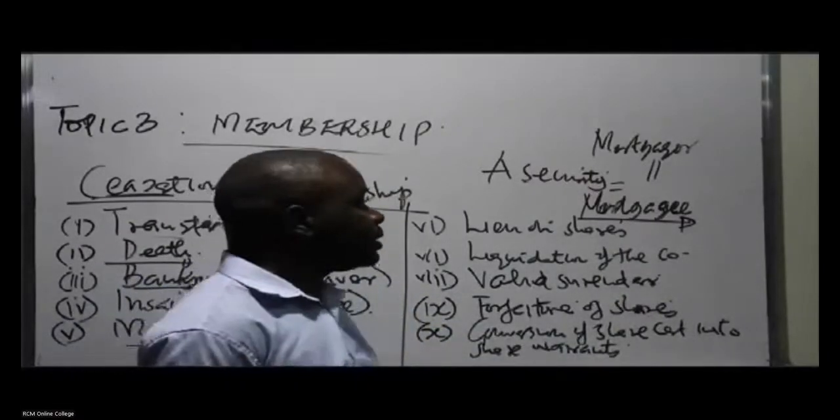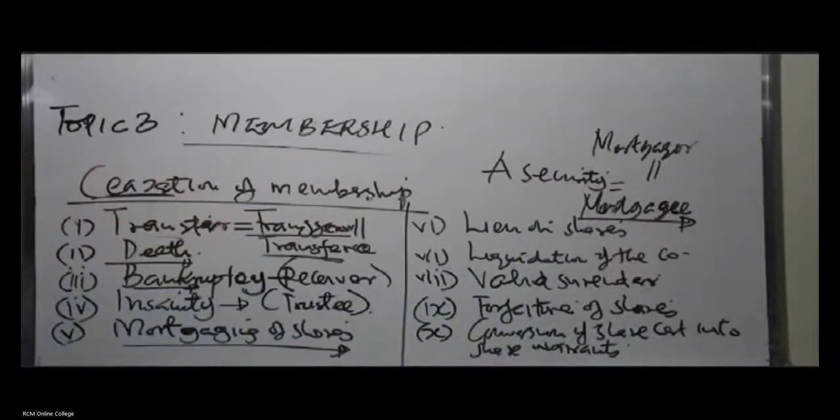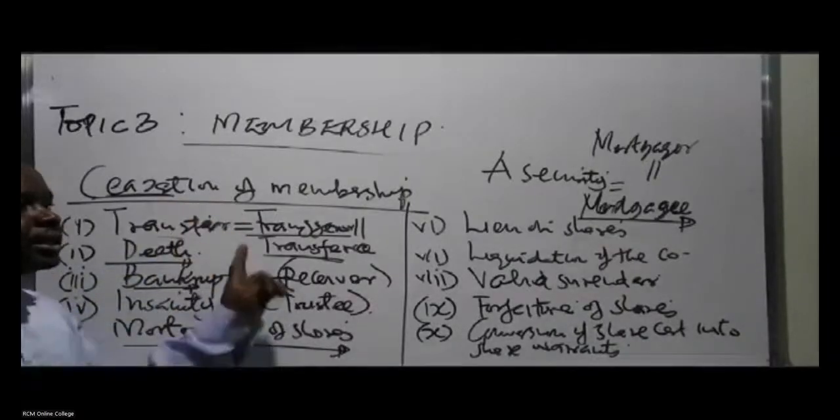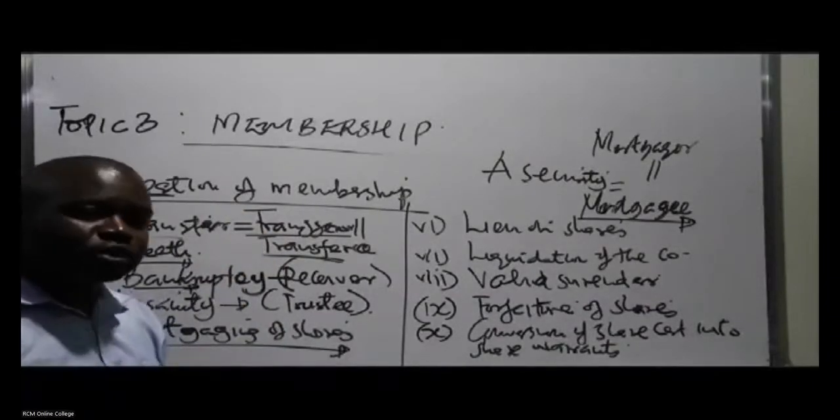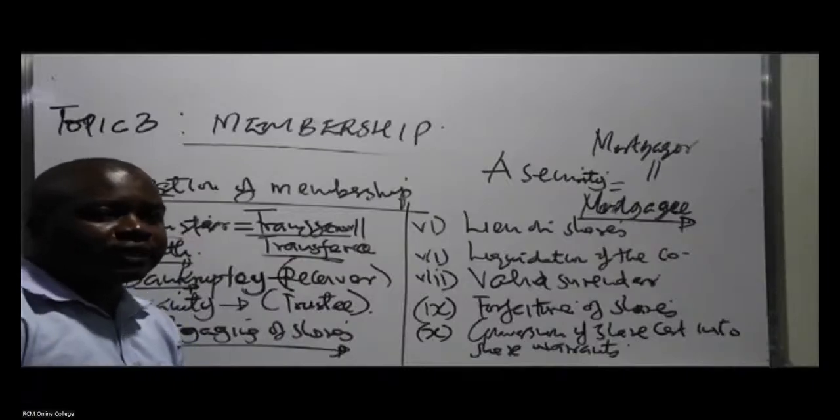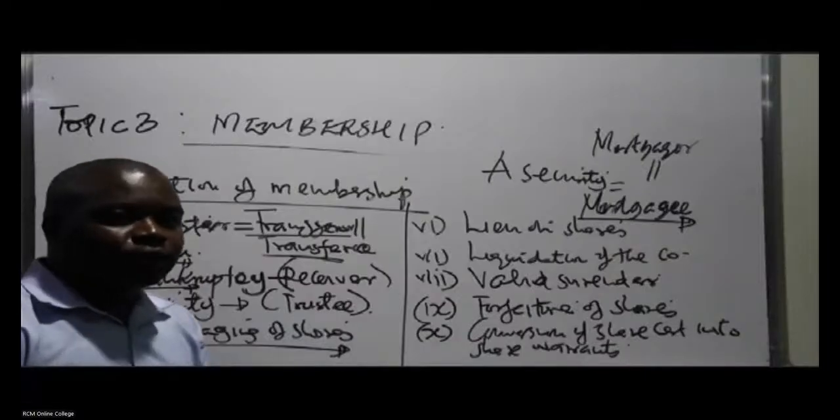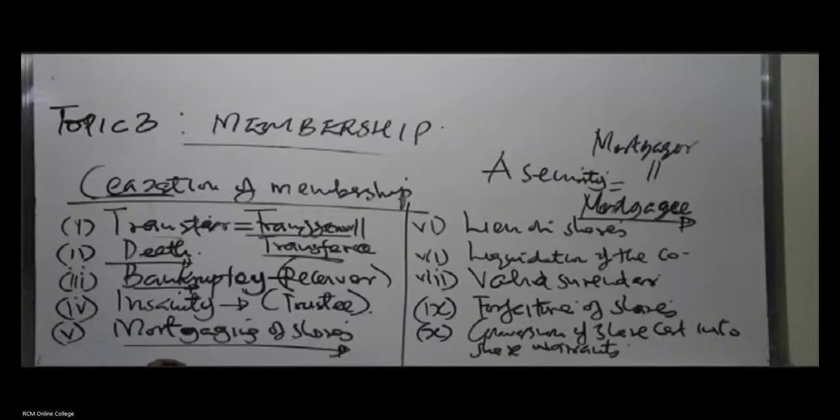So if that is the case, it means the mortgager, who is the borrower, will eventually lose membership of the company. That's why mortgaging of shares is one of the ways one could end up having to cease to be a member. It is where a shareholder has utilized his shares as a security for a loan. He has mortgaged the shares as a security for a loan. And maybe he defaults. If he ends up defaulting, the lender, who is the mortgagee, can take over the shares, and eventually the mortgager, the borrower, the shareholder will lose membership of the company.